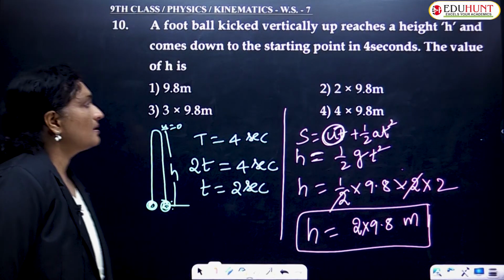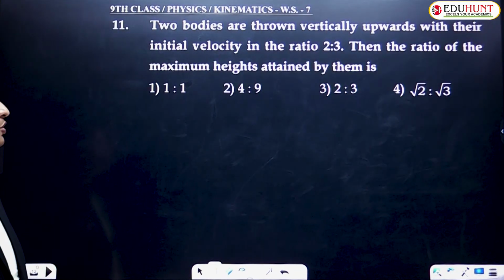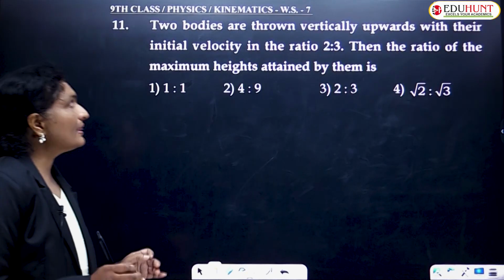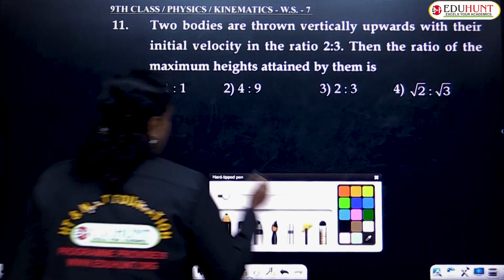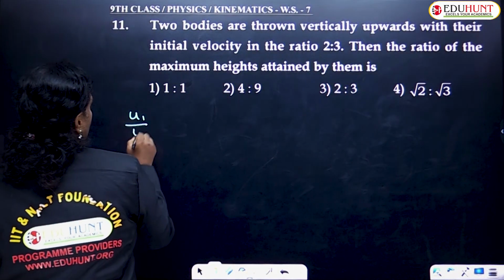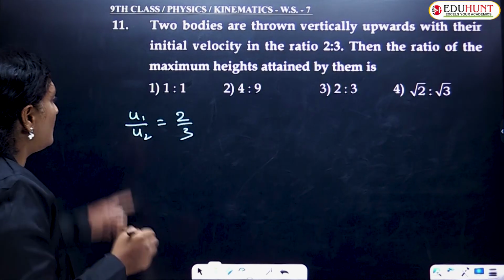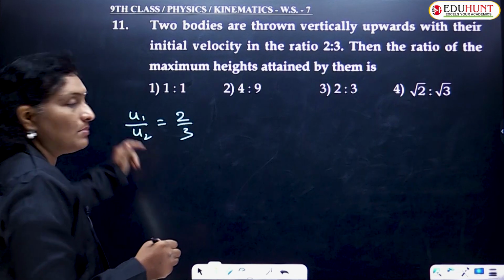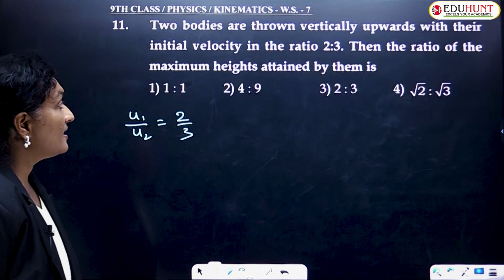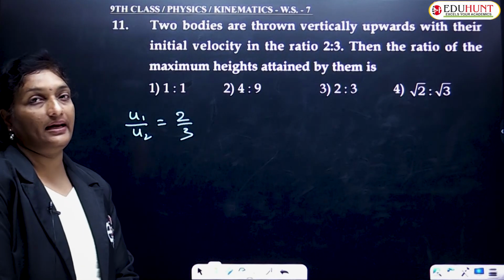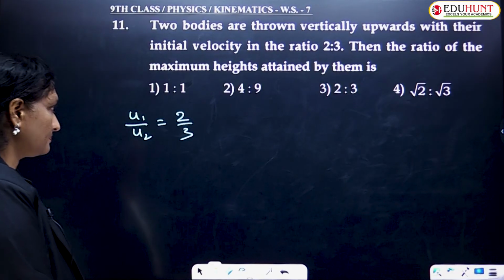Okay, children. So, now moving to the next question, that is question number 11. Two bodies are thrown vertically upwards with their initial velocity in the ratio 2:3. So, what is given, children? Initial velocities, that is u1 and u2 for two different bodies, was given as 2:3. For the first body, initial velocity to the second body initial velocity ratio was given as 2:3. Then the ratio of maximum heights attained by them, you are asked to find.